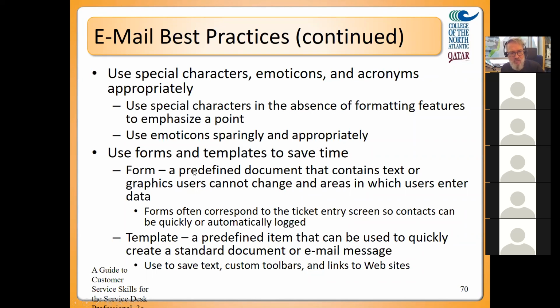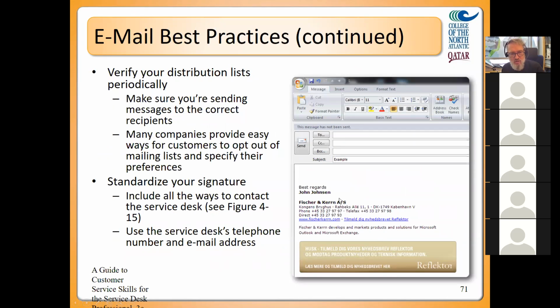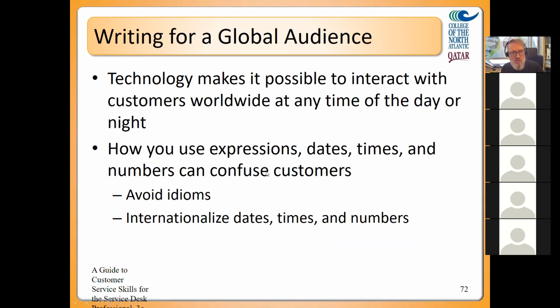Now, forms and templates. Yeah, I think that's it. So the idea of this one here is to show you a signature. So this company here, if it's a company, they've got their little logo going on. They've got a way that they do their signature. You need to find out about that for whatever organization you're working in.